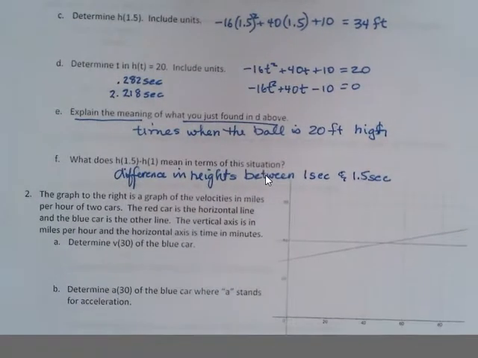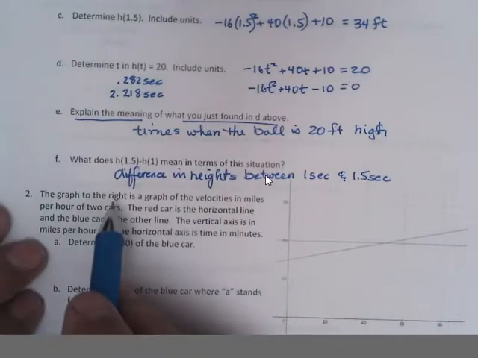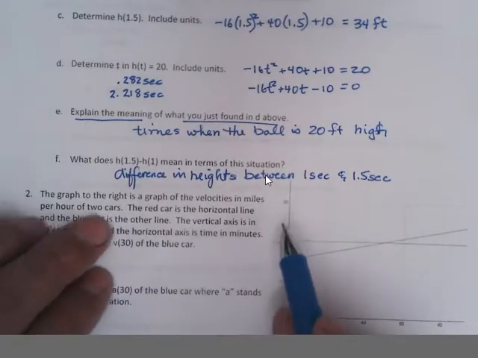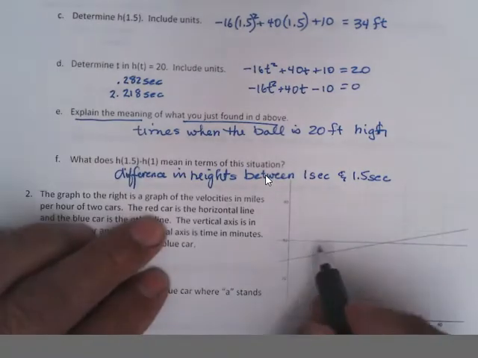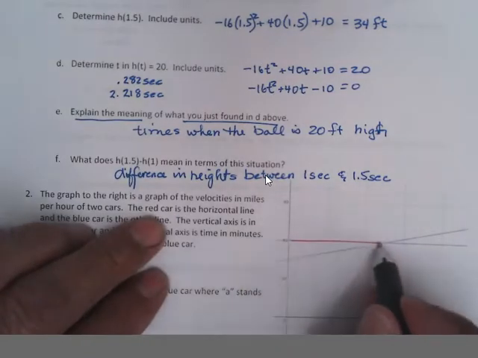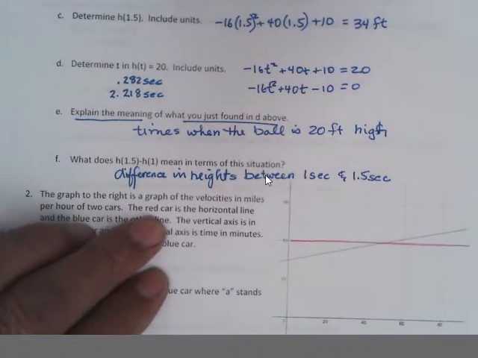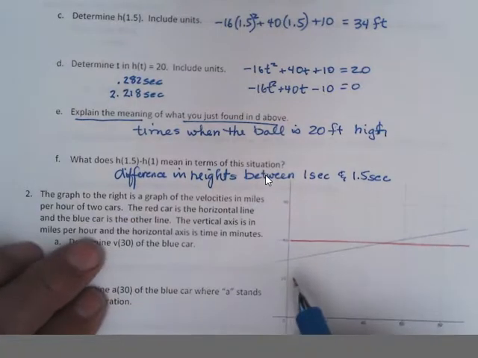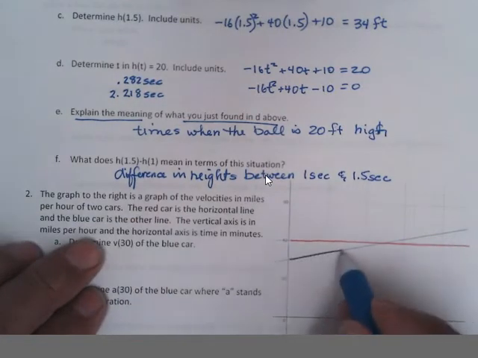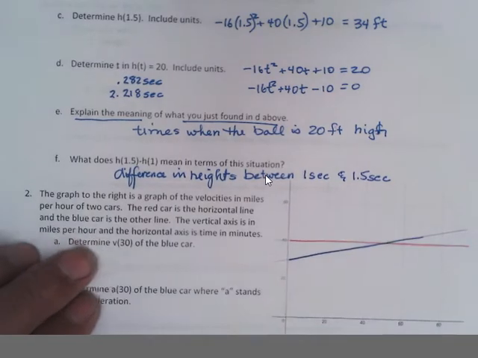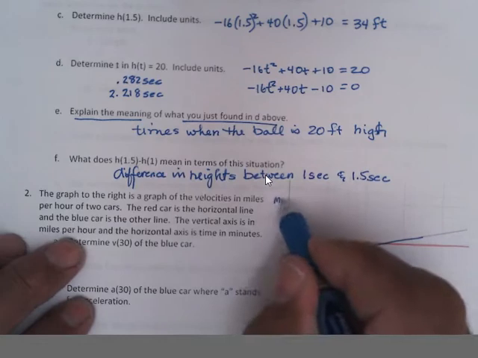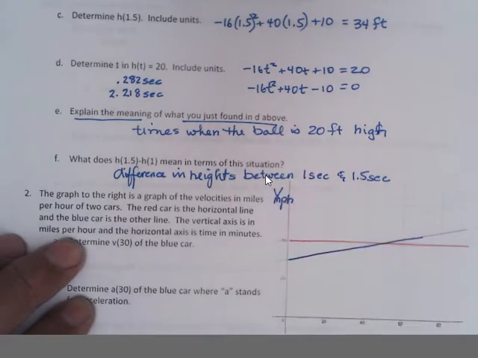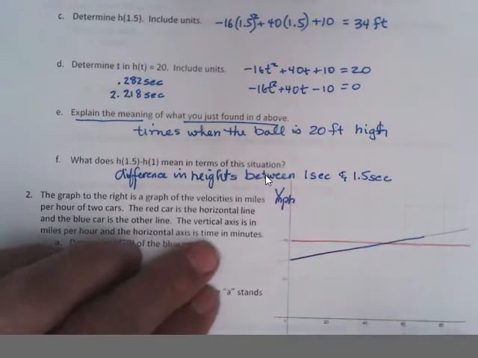Let's go to the next one here. The graph at the right is a graph of the velocities in miles per hour of 2 cars. The red car is the horizontal line, so I'm going to take my red pen and mark that one in red, just to help you. And the blue car is the other line. The vertical axis is in miles per hour, and it's the velocity. The horizontal axis is time in minutes.